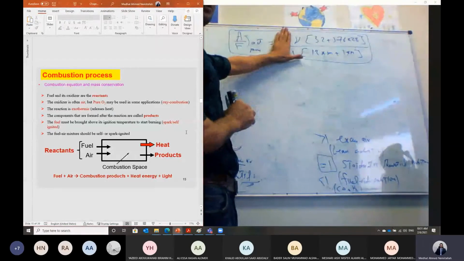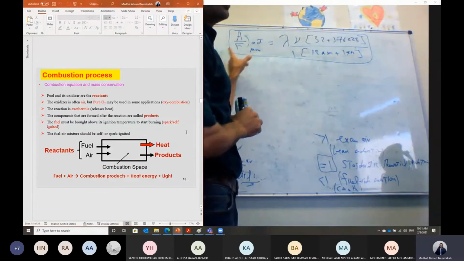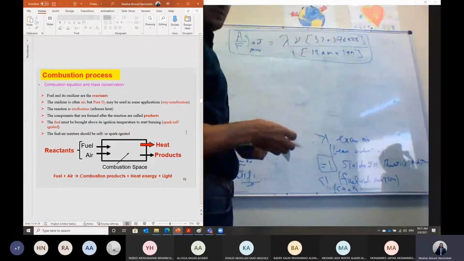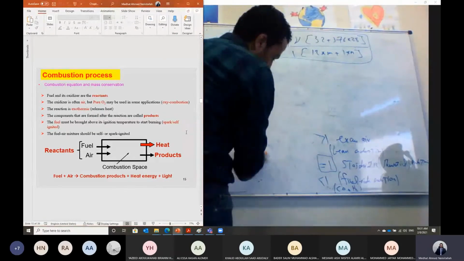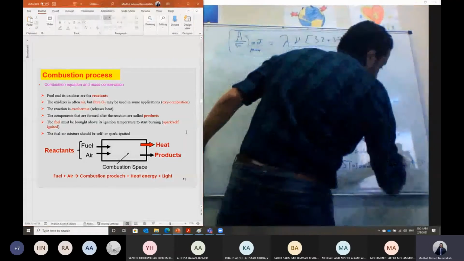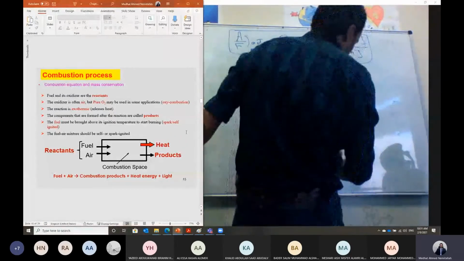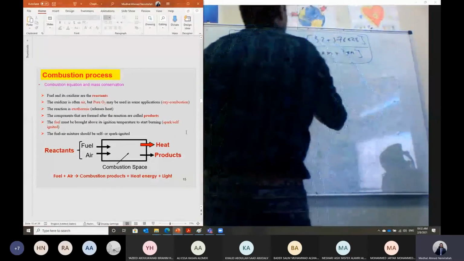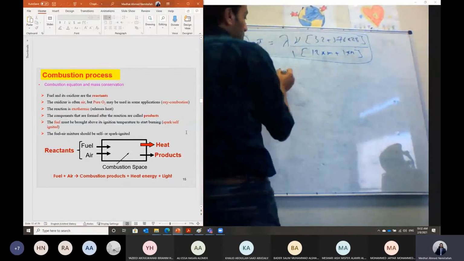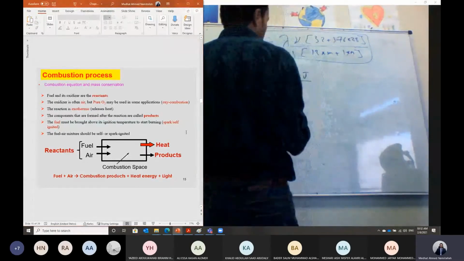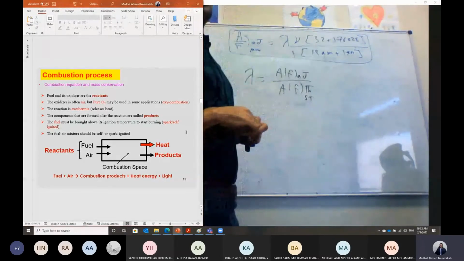But in actual combustion, we try to add more air through the excess air factor in order to make sure that all of the fuel will be converted to product. Okay, so this is the actual air to fuel ratio. If we divide the actual air to fuel ratio by the theoretical air to fuel ratio, that should give us the excess air factor. And this is the definition, Shabab, of the excess air factor: lambda is equal to the actual air to fuel ratio divided by the theoretical or stoichiometric air to fuel ratio.